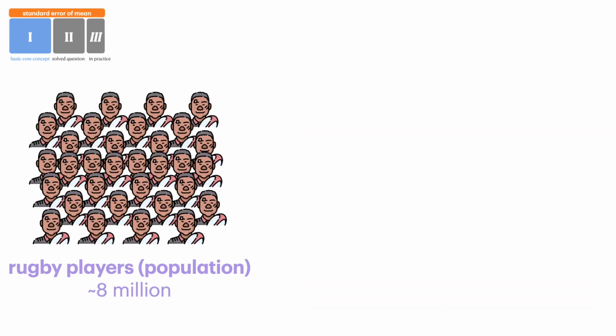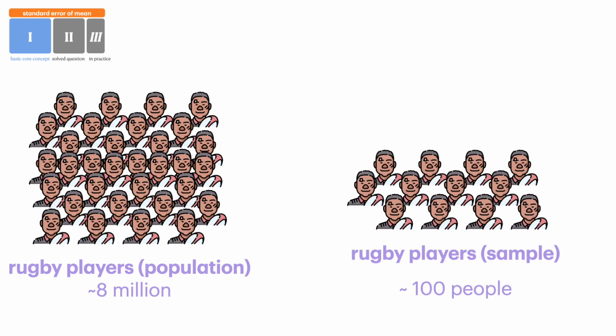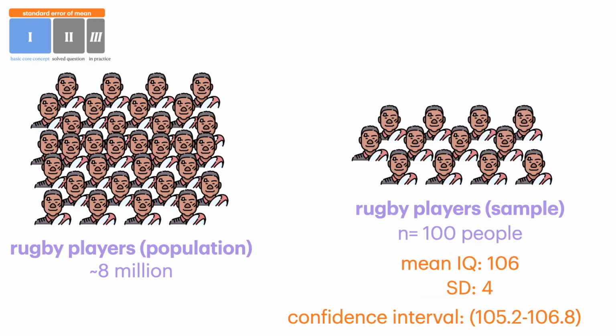The population of rugby players worldwide is given as around 8 million. And obviously it's impossible to do a study on all rugby players, so you take a sample of around 100 people, and you hope that this sample will represent your population. Now, you run a study, you give them all IQ tests, and you have a mean IQ of around 106 with a standard deviation of 4.